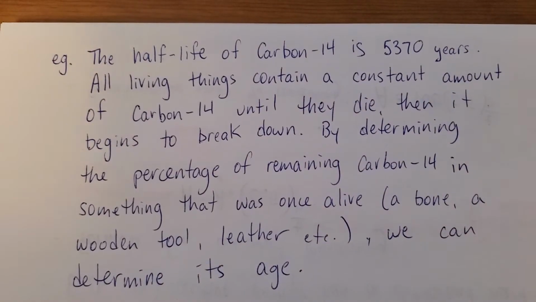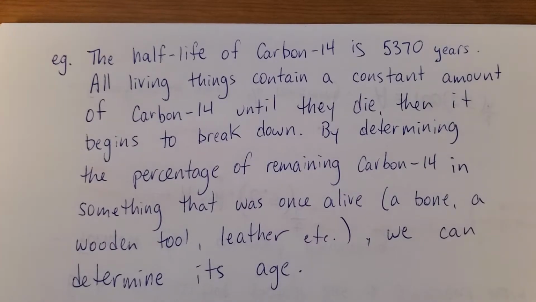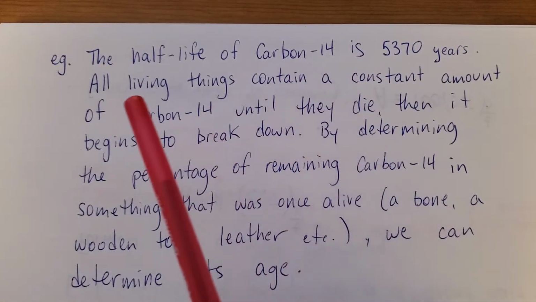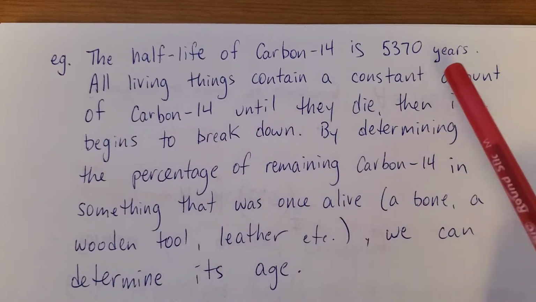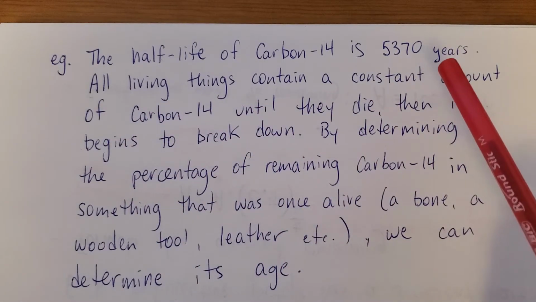All right, let's do an example. Here's a big, long write-up about how carbon dating works. Okay, so carbon-14 is a specific isotope that's in all living things. That's its half-life, 5,370 years.